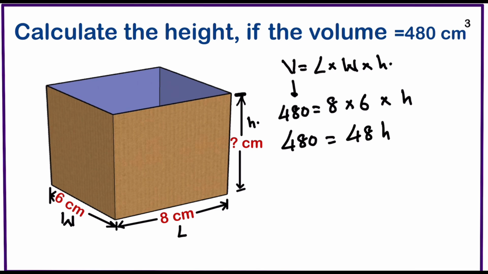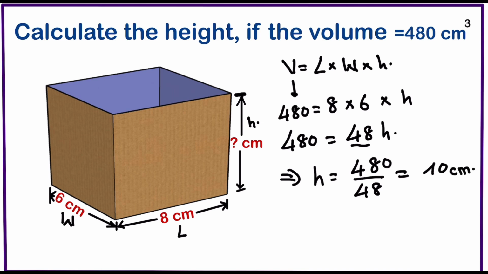48h. So if we want to calculate h, just like in a linear equation, to get the value of h we need to divide by the coefficient of h, which is 48. So h will be equal to 480 divided by 48. If we simplify this, we are going to have h equal to 10 centimeter.